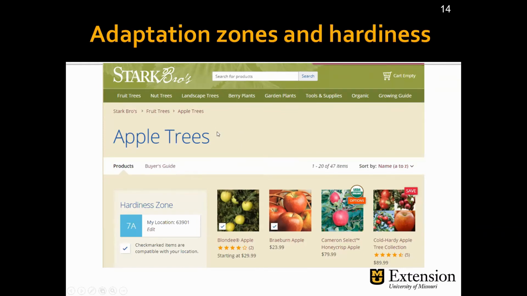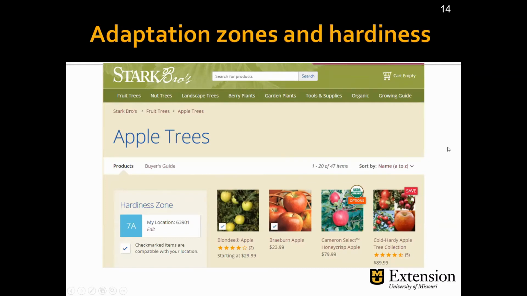If you look, let's say here for apple trees, they give you a box where you can input your zip code, and it tells you what your hardiness zone is, and it's going to put a check mark on the varieties that are adapted to that zone. So for example, in my zone, I wouldn't be able to grow Cameron Select Honeycrisp apple in this example. I'll just go with the varieties that are adapted to my zone.